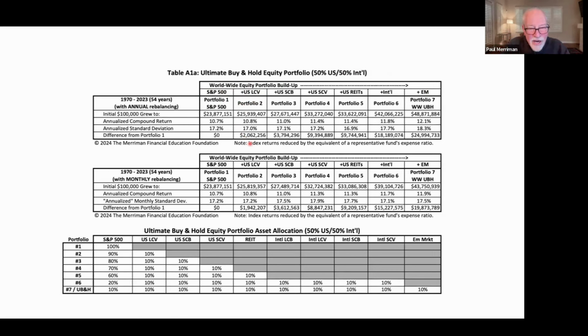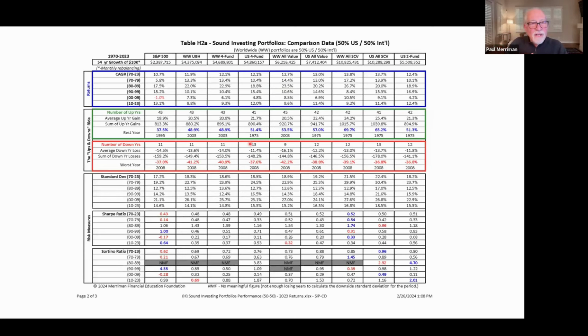Anyway, we went from there then to the next table, H2A. Now we're putting together the portfolios. We're combining, we have the S&P 500, but we show it compared to the ultimate buy and hold, compared to the worldwide 4 fund, compared to the U.S. 4 fund, the worldwide all value, the U.S. all value, the worldwide all small cap value, and the U.S. small cap value, and finally the combination of the S&P 500 and the small cap value. And we showed the growth of $10,000 investment.